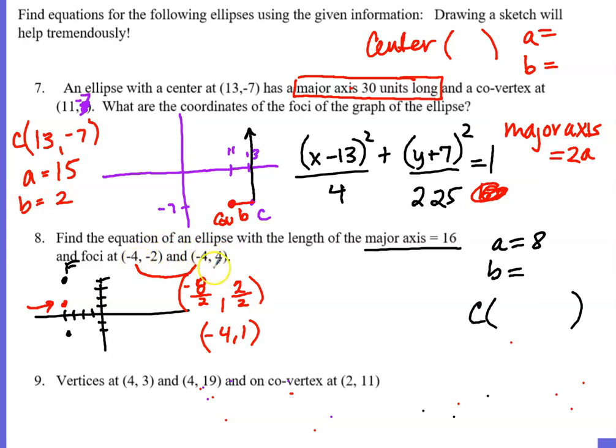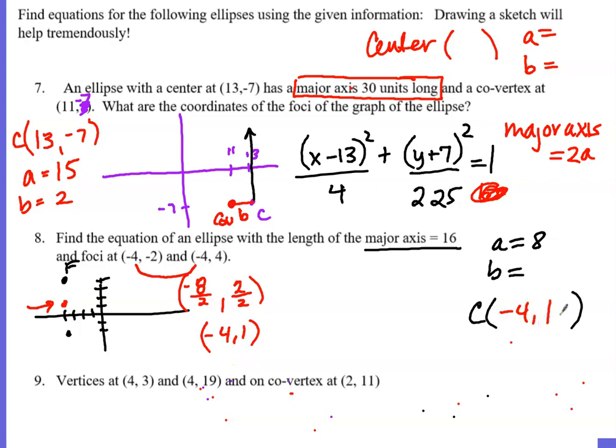If I had both vertices, I could do that too. I could find the midpoint. If I had both co-vertices, I could do that. The center is always perfectly in between the 2 points, whether it's foci, vertices, or co-vertices. So again, if you're given both of one kind, you can find the midpoint. Add and divide by 2. Okay, so I know my center.